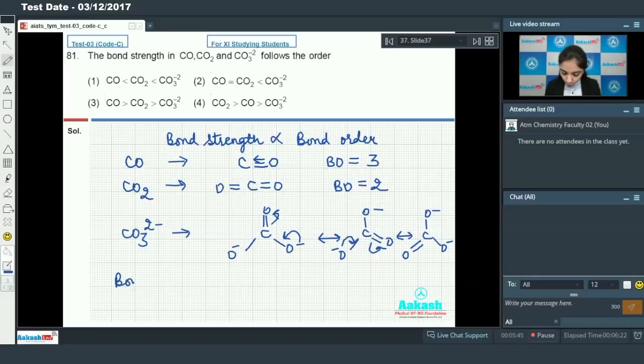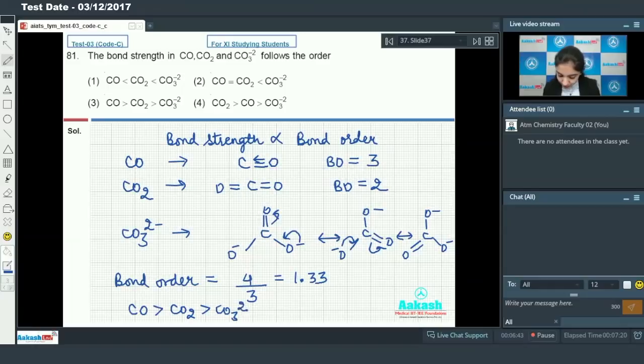So how to calculate the bond order? I have already discussed how to calculate the bond order of such type of species. So the bond order is equal to the number of covalent bonds divided by the number of resonating structures. So the number of covalent bonds here is 4, divided by resonating structures, which is 3. So it is equal to 1.33. So the correct order of bond strength will be CO, then CO2, and the least will be for CO3 2-, as it has the least bond order. So option number 3 is the correct answer.